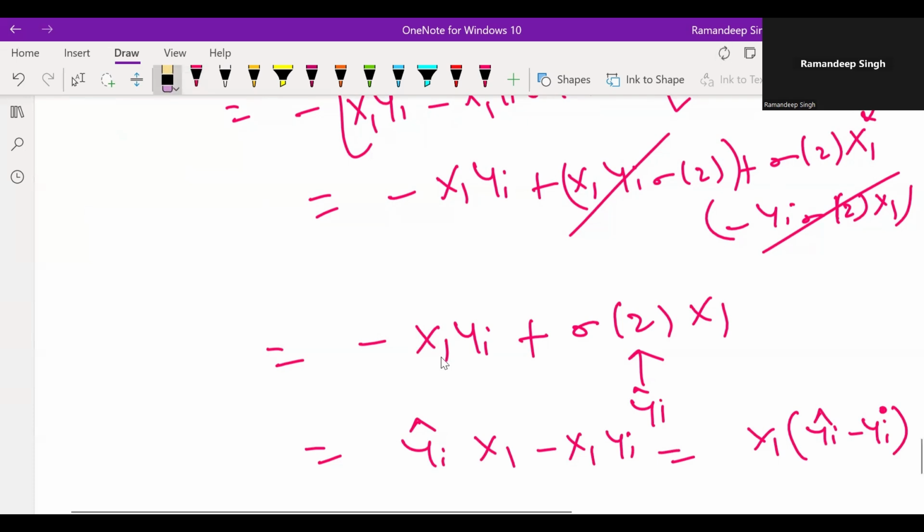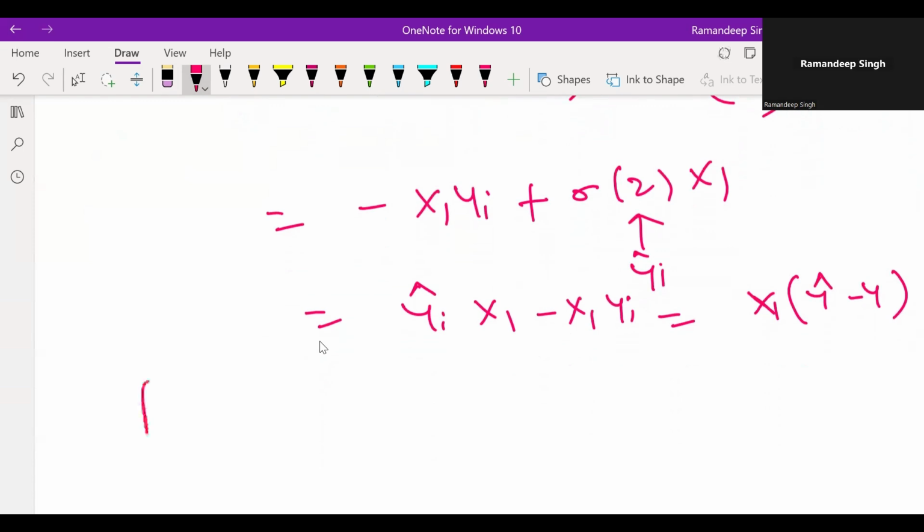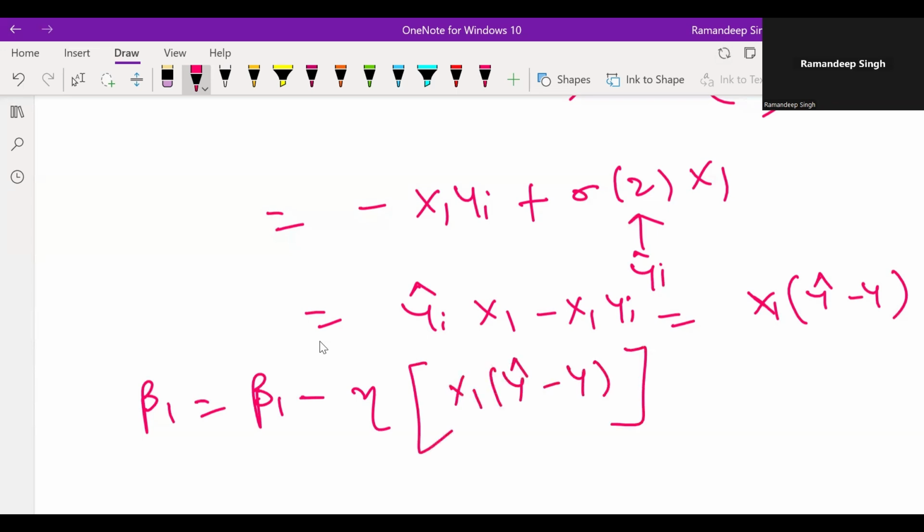And I can remove the i as well because we were considering it only to be a single point. So to update my beta 1, beta 1 is equal to beta 1 minus learning rate times this value, that is x1 times y hat minus y. Okay, so this is my derivative of the loss function with respect to beta 1 to get my update rule, right?